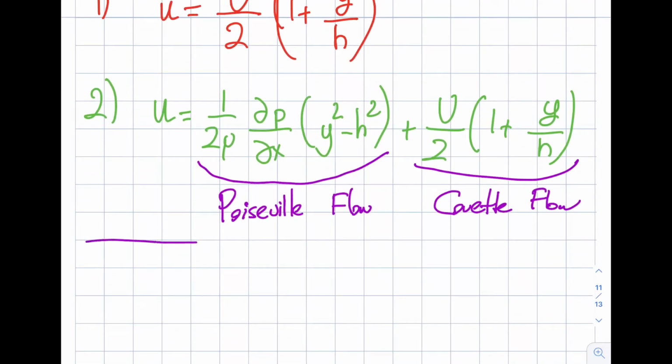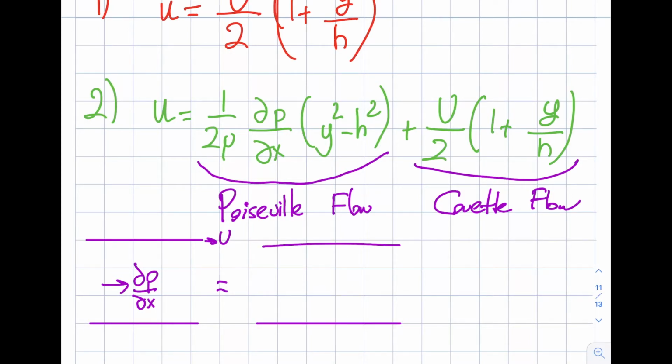My goal was to obtain this. I have 2 parallel plates, and I have here a del p del x, as well as the top is moving. So now you can see the superposition. Over here, I can have these parallel plates, and I can have U at the top equal to 0, but I have del p del x.